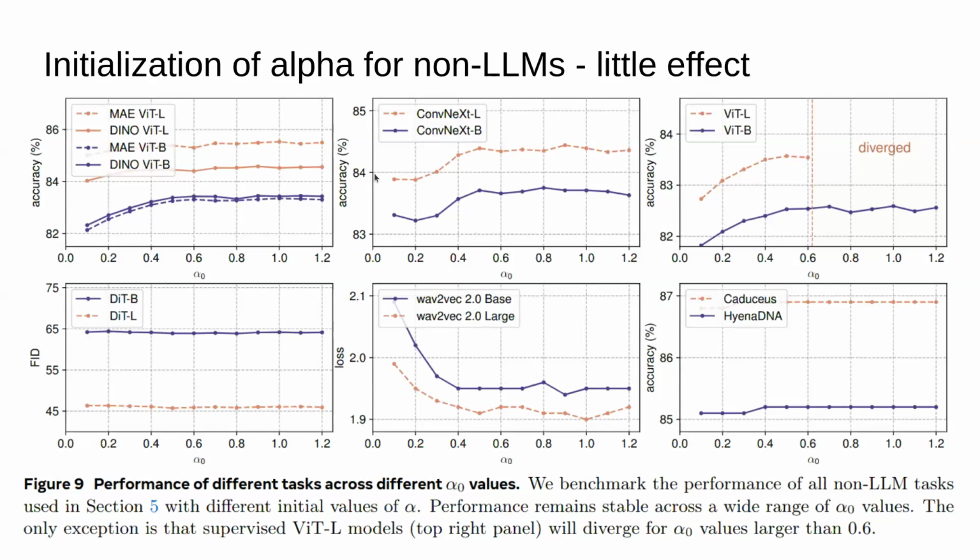So for example, let's look at this one here. You have the ConvNeXt-L and B, and then you choose different initializations for alpha, and you can see that the fluctuation is pretty small. So it's about, how much is it actually? Like half a percent at best, which I would say is mostly noise. So there's not really a big impact of the initialization of alpha.